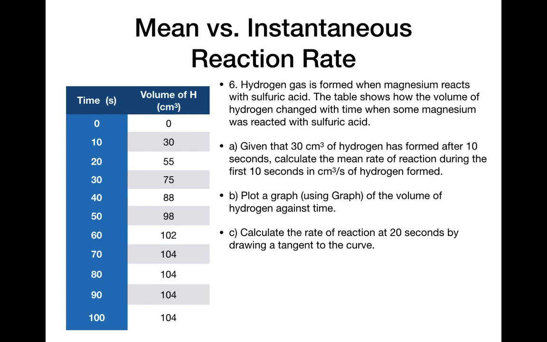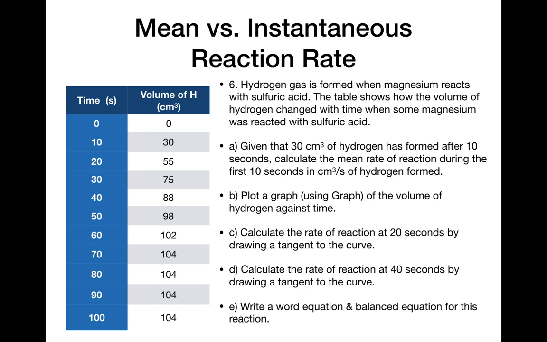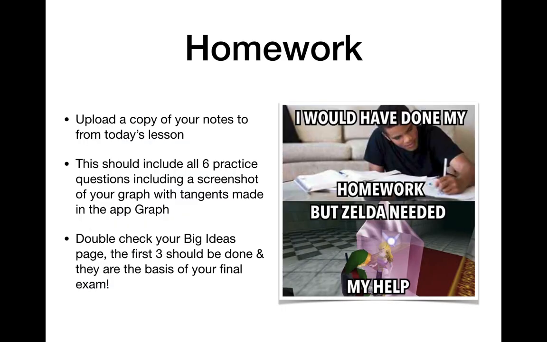And then calculate the rate at 20 seconds and the rate at 40 seconds with a tangent. And then E is the last part, you're going to draw a word equation, so writing the reactants and products with their full names in words, as well as a balanced equation using the chemical symbols and balancing it for this reaction. Okay, so that's the end of this lesson.